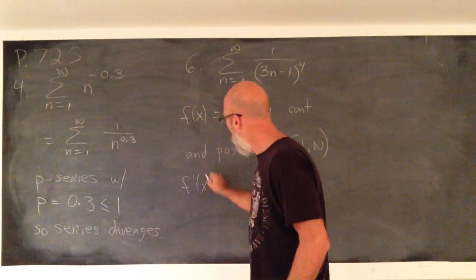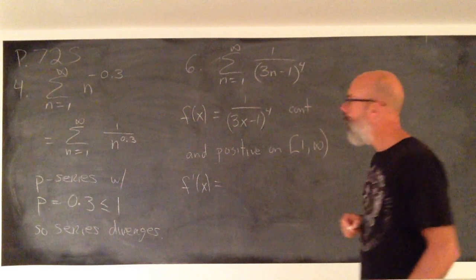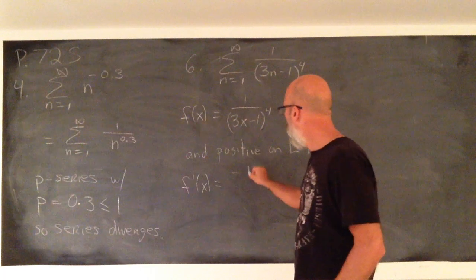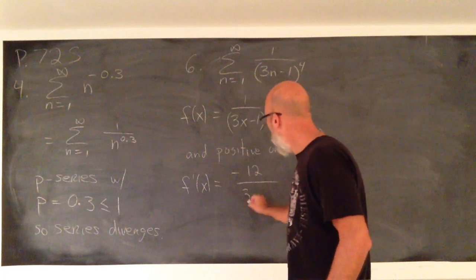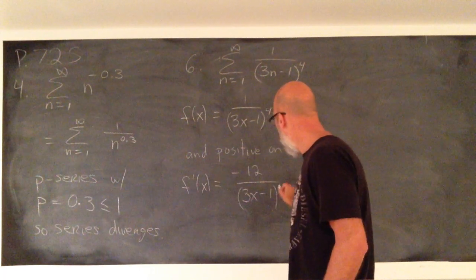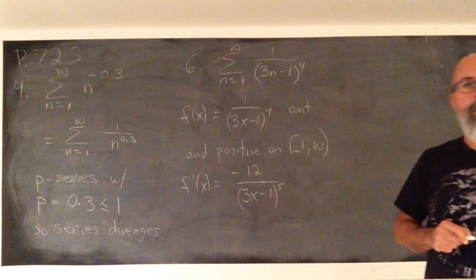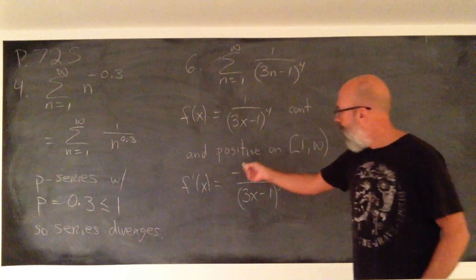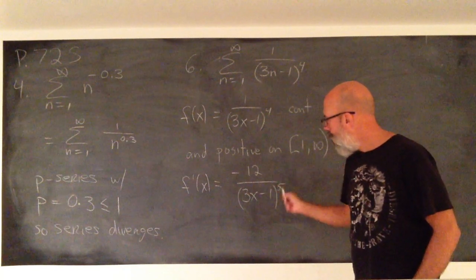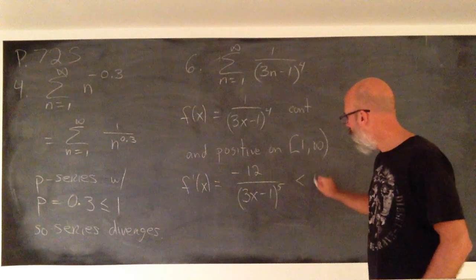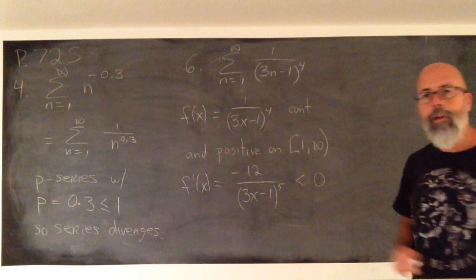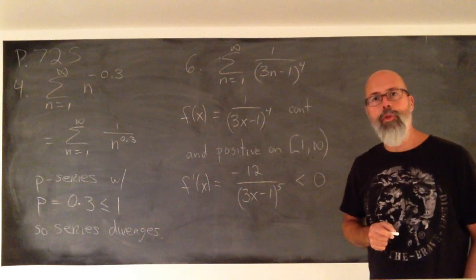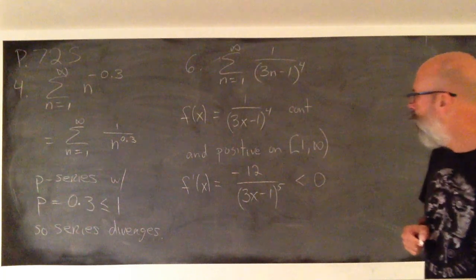So we're going to look at the derivative, which is easily seen to be negative 12 over 3x minus 1 to the power of 5. Is that correct? I'll let you work that out. Numerator is negative, denominator is positive, so the whole thing is less than 0 on this interval. So we're in a position to apply the integral test.